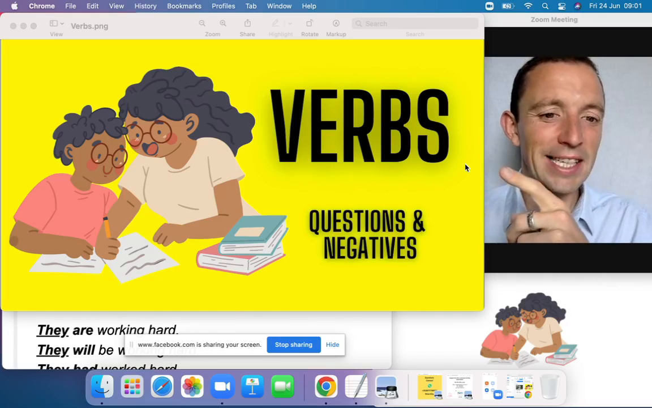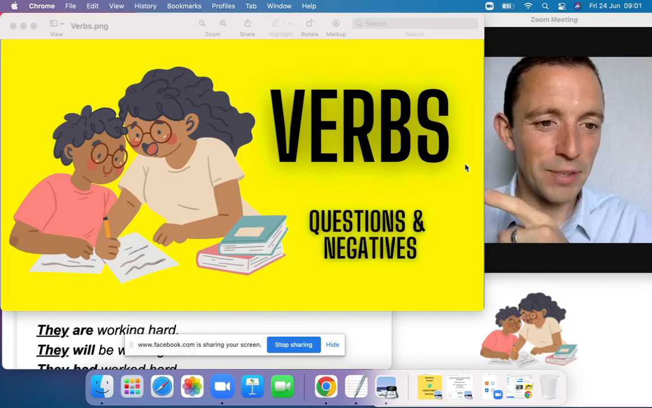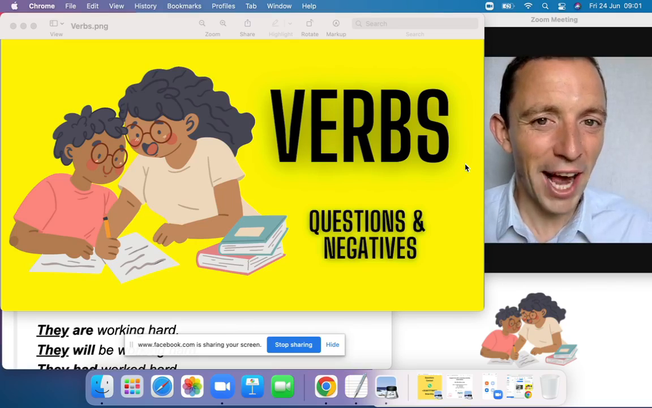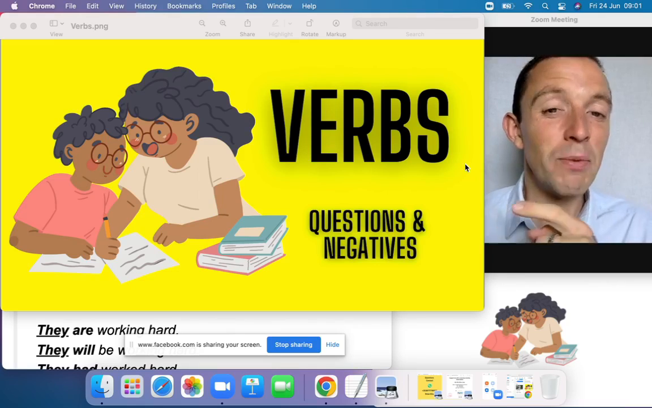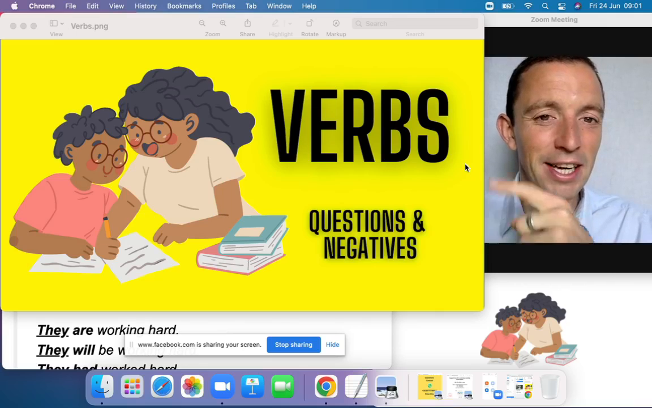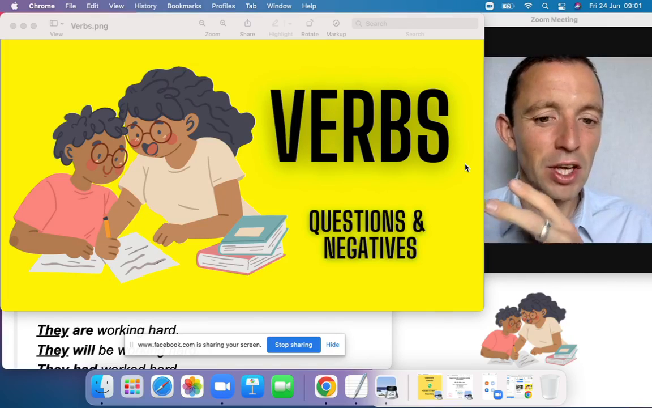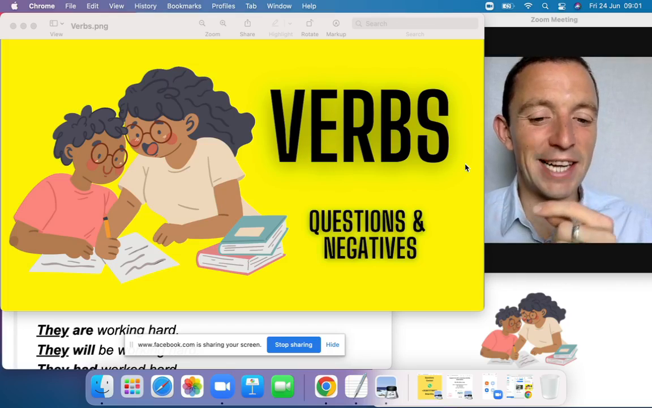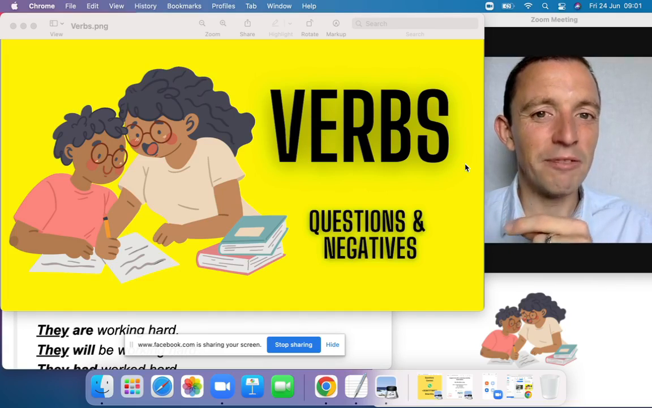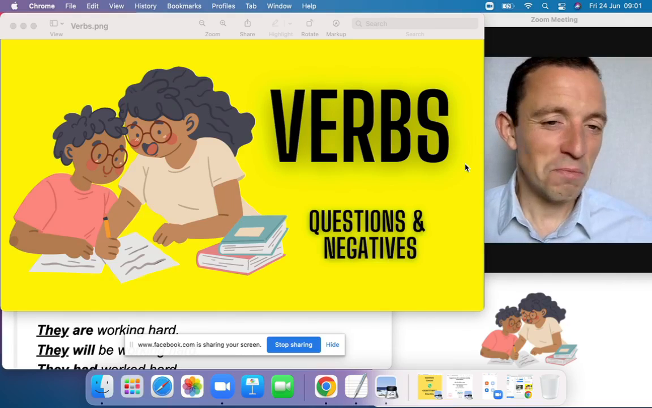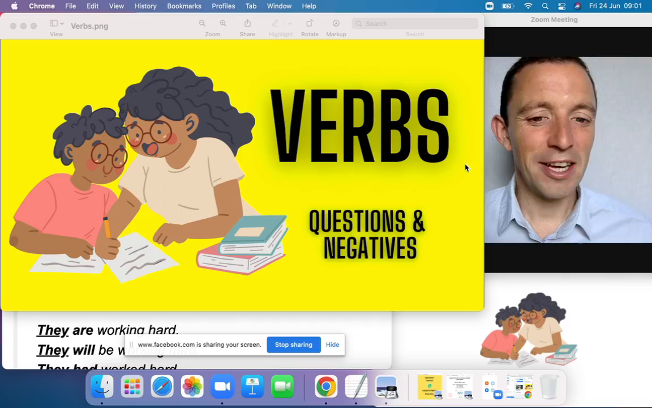Today's topic is continuing about verbs. We finished the last day speaking about irregular verbs, and today we move to the next topic in relation to questions, making questions with verbs and also creating the negative with verbs as well. So these are the two topics for today. It's a very long topic and we might not finish everything, but we can start and look at this topic today.